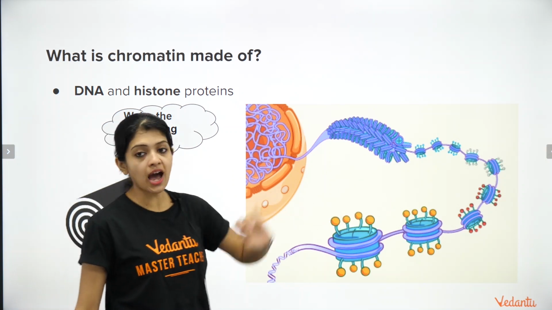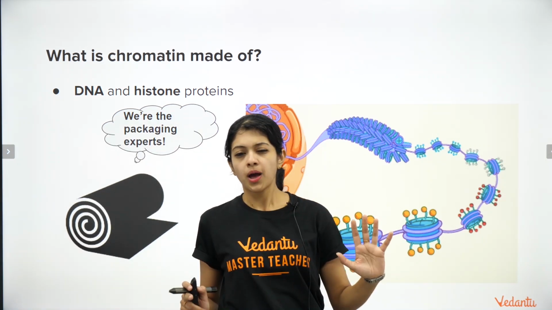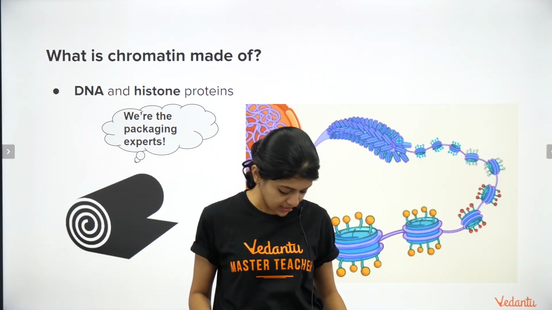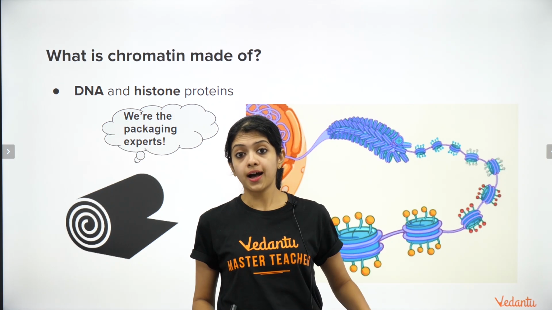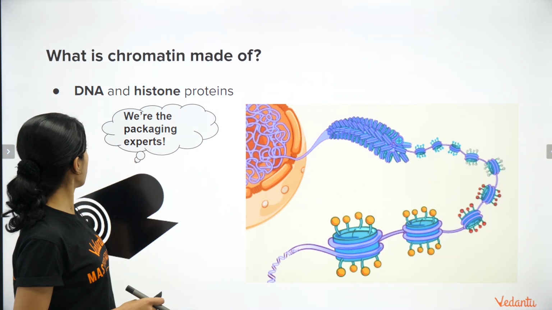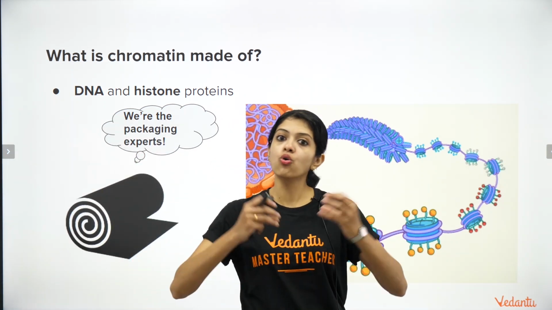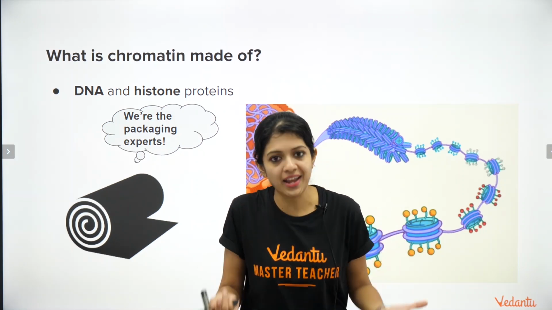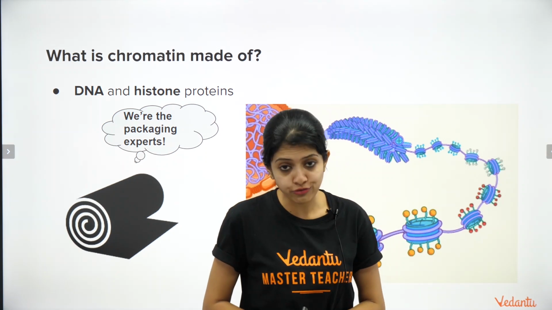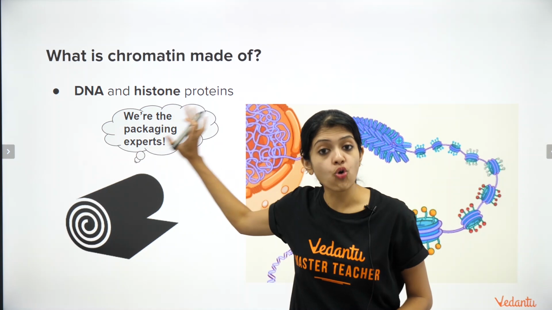Now, this is how it is. It may look like a weird structure that you may not have seen in biology before, but it's a very interesting thing because of how organized it works. So what is chromatin made of? It's important to understand that. We know it's a thread, we know it is the genetic material, but basically what is it made of? The chromatin is made up of DNA and histone proteins.